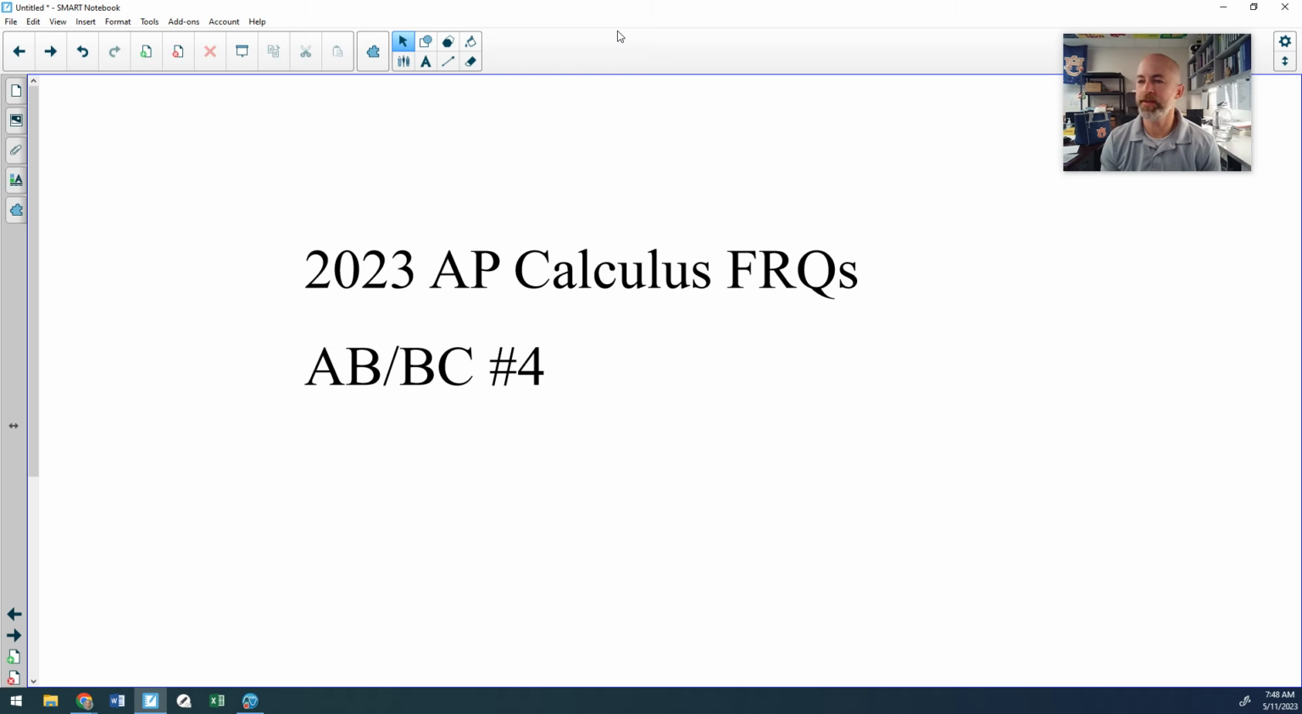Okay, we're going to look at number 4 from the 2003 AP Calculus exam. This was a common question on AB and BC. I have not read the question. I've only glanced at it enough to know that it was a common question. And so you're going to get to see me process and read the problem for the very first time.